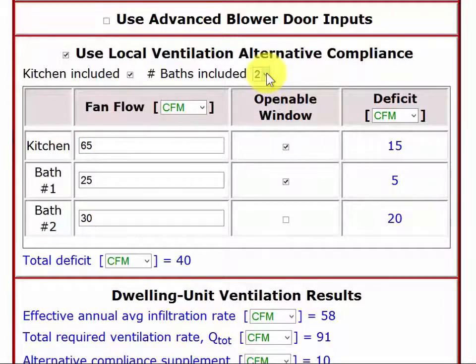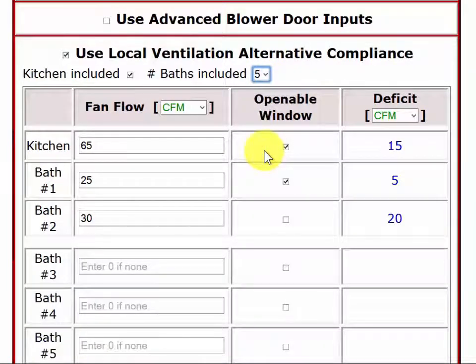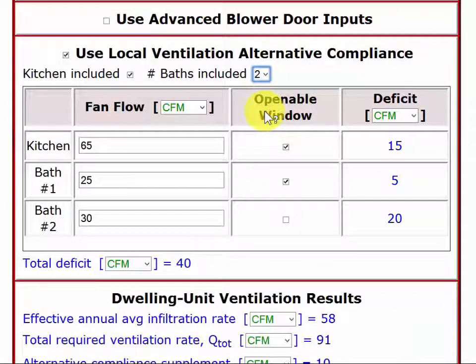And then for bathrooms, I can select anywhere from 0 to 5. If I select 5, notice what happens. I'm going to go back to 2 for my example, 2 bathrooms. Then in this part of the table, I have the fan flow. Now, the ASHRAE standard states that the fan flow must be measured. The existing fan flow must be measured. So that's what we have here.